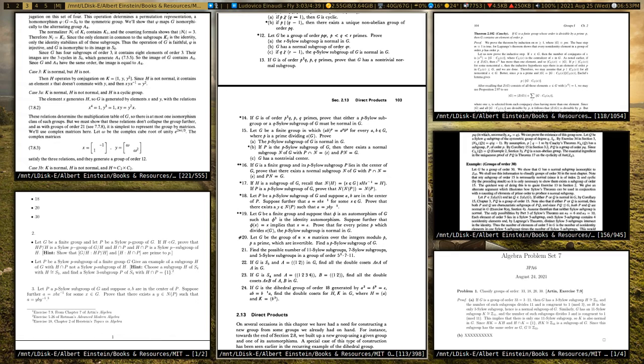AB is in the center of B. That means AB is equal to BA. So if we try to find the conjugate of AB with respect to x, that will be xABx inverse, which is equal to xBAx inverse. Now xBx inverse is just A. So the conjugate of AB with respect to x is equal to A squared.